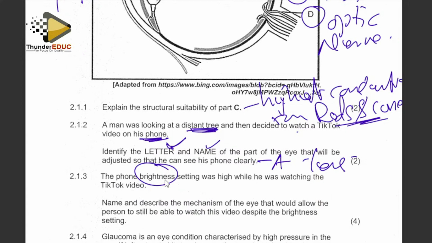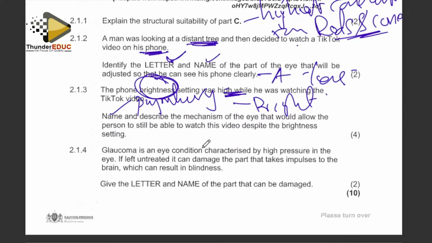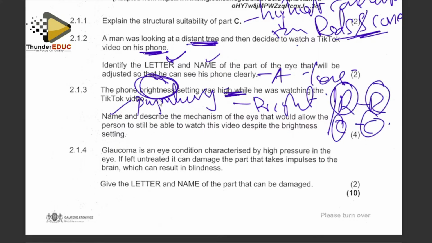The phone brightness setting was high, meaning too much light while I was watching TikTok. Name the process. We call it the pupillary mechanism. Then they're asking to describe the mechanism in bright light. Remember, we said that in bright light we don't mix things up. R goes with R, C goes with C. When do we mix things up? When the lights are off. All right, R with R, C with C, meaning that radial muscles relax, circular muscles contract, the diameter of the pupil decreases, and less light enters the eye. Done.